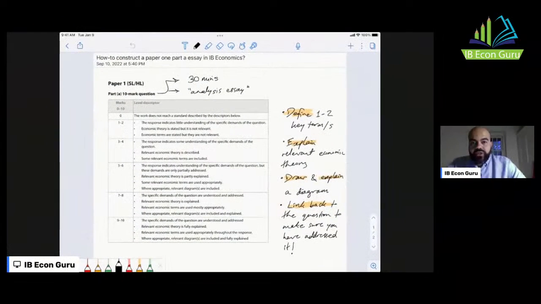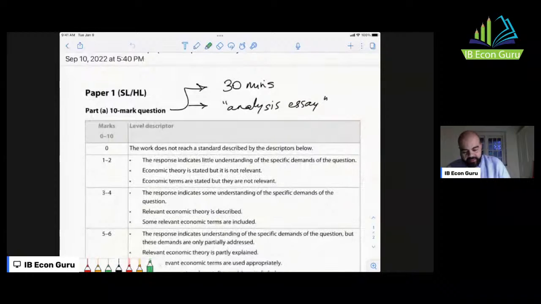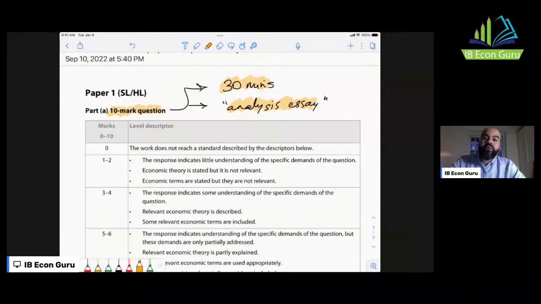All right, so as I said, in this video I'm going to focus on how to structure a Paper 1 Part A essay in IB Economics. As I said before the intro, this essay is in Paper 1, and this applies to standard level as well as higher level. It's worth 10 marks. You should construct this essay in about 30 minutes, and this is the analysis essay. You don't actually have to evaluate or use a real world example. That's Paper 1 Part B, and I will have a video coming up next about Paper 1 Part B.